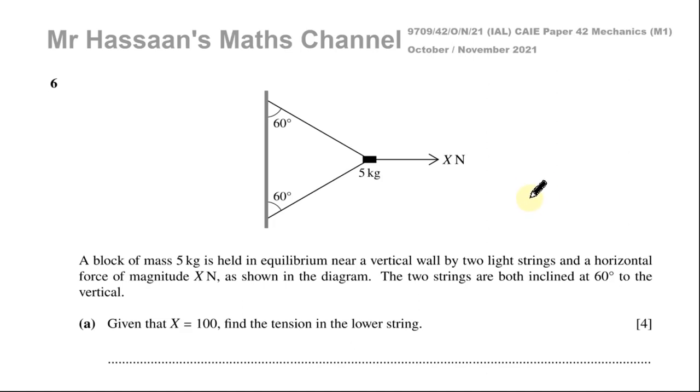I'm now answering question number 6 from the October-November 2021 Mechanics M1 paper. This is paper 4 variant 2 from the 9709 syllabus. This question is about statics, and we have a block of mass 5 kilograms being held in equilibrium near a vertical wall by 2 light strings and a horizontal force of magnitude x newtons as shown in the diagram. The 2 strings are both inclined at 60 degrees to the vertical. Given that x is equal to 100, find the tension in the lower string.